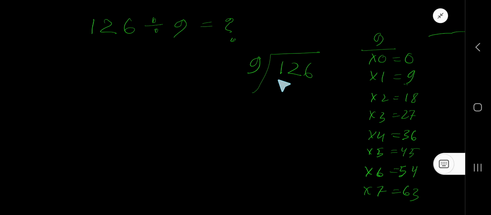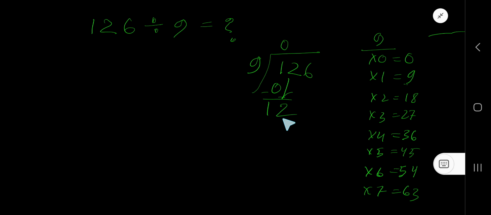So look, 9 goes into 1 how many times? 0 times, as our current dividend 1 is less than 9. 0 times 9, 0. Subtract, you are getting 1. Bring down this digit. Now our current dividend is 12.